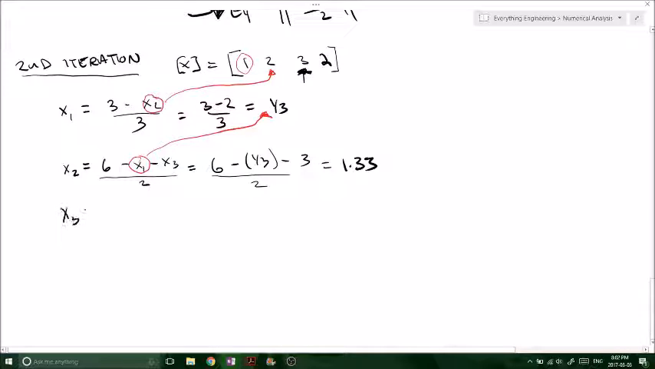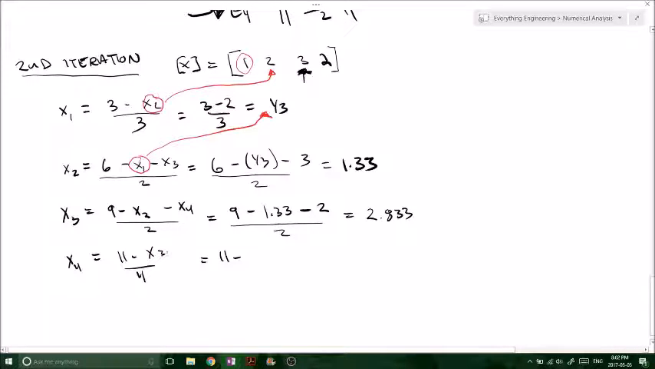1.33. Now x3, same thing. Original formula from our system of equations, 9 minus 2x minus x4 all over 2. Use the most updated values that we have. x2 is 1.33, it's not 2 anymore. And x4 is still 2, because that is the most updated value that we have. This gives us 2.833. So now for x4, we just calculated our most updated x3, 2.833, all over 4. And this gives us 2.04.